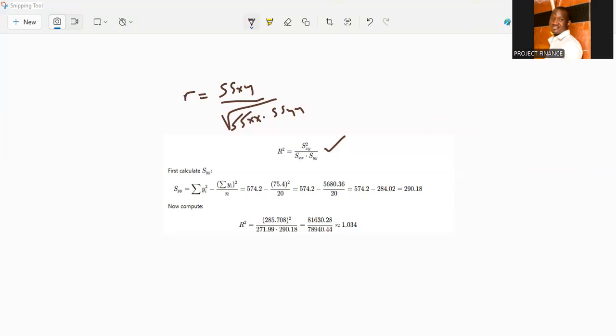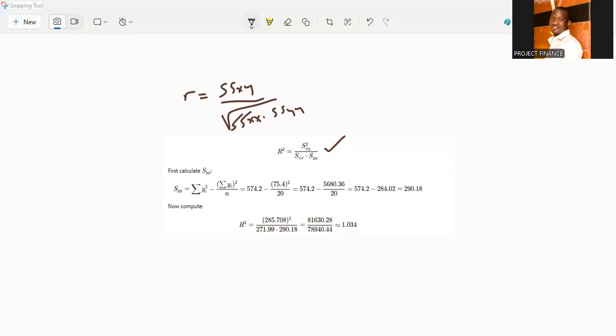So anyway, if we found 1, it means that the model explains all the variation in price, that it is all explained by the living space. But if we found 0.8, it means 80% of the variation in price is explained by the living space.